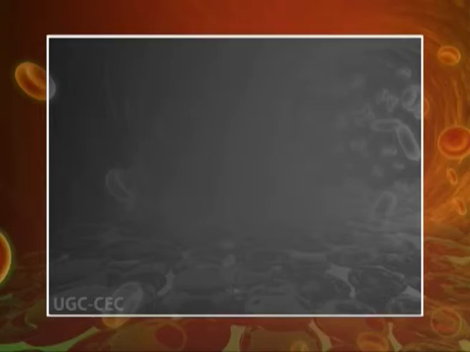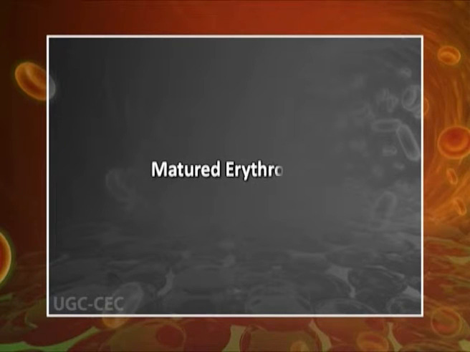During this stage, the cells enter the capillaries through the capillary membrane from the source of production by diapedesis. Now the last stage, which is the matured erythrocyte. The reticular network disappears here and the cell becomes the matured RBC.